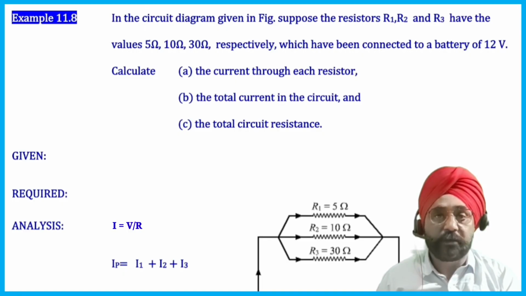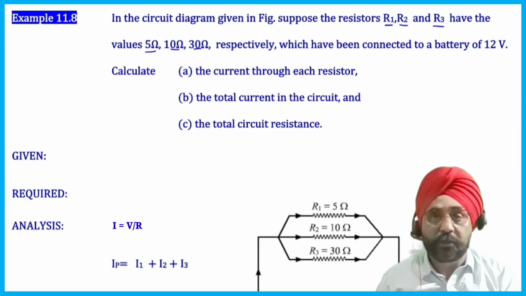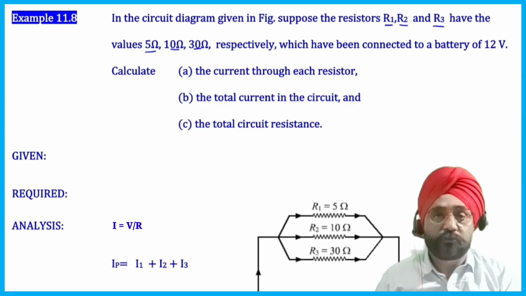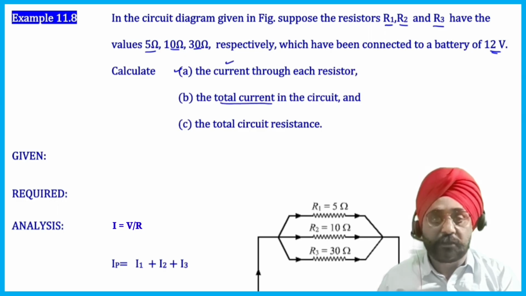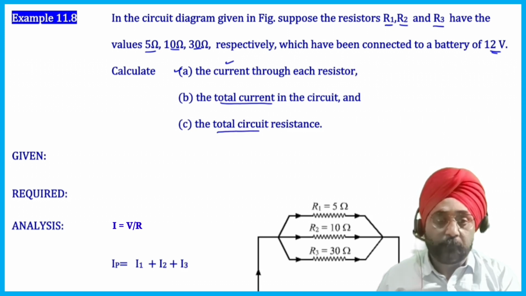In the circuit diagram given in the figure, suppose resistors R1, R2, R3 have values 5 ohm, 10 ohm, 30 ohm, connected to a battery of 12 volt. Calculate the current through each resistor, the total current in the circuit, and the total circuit resistance.